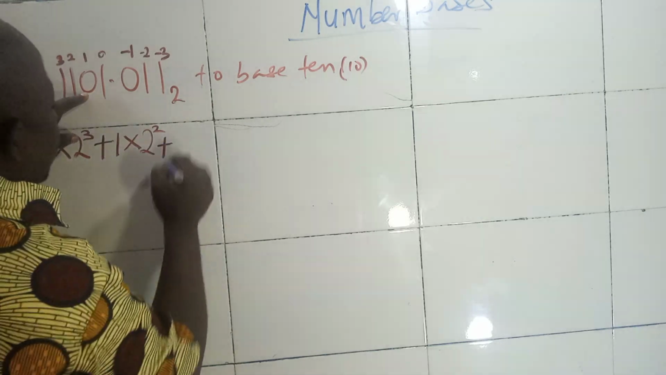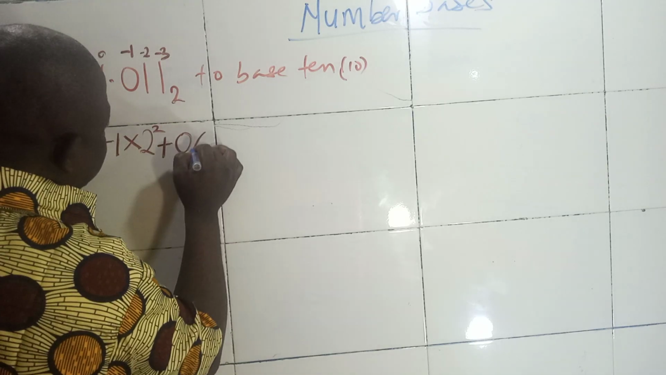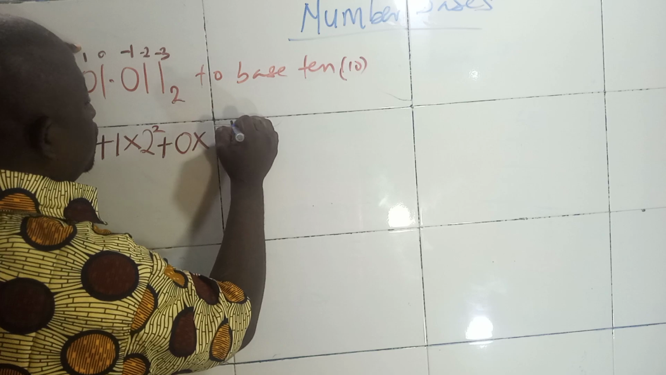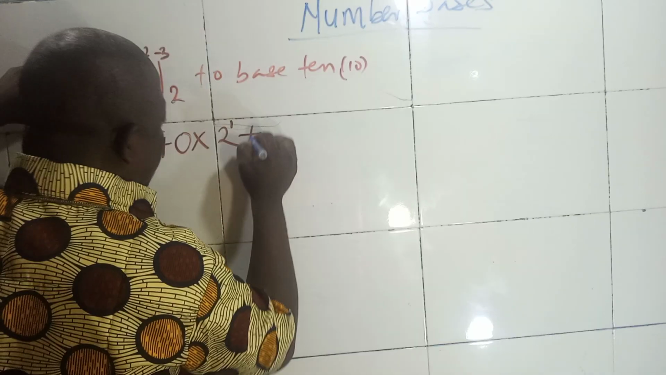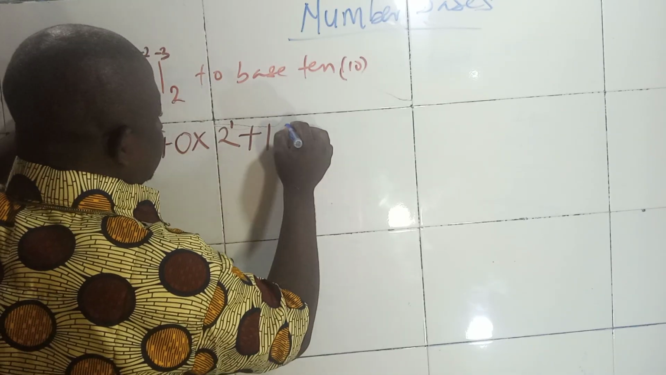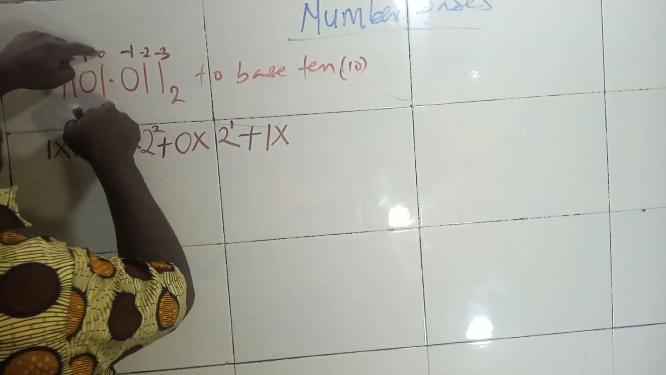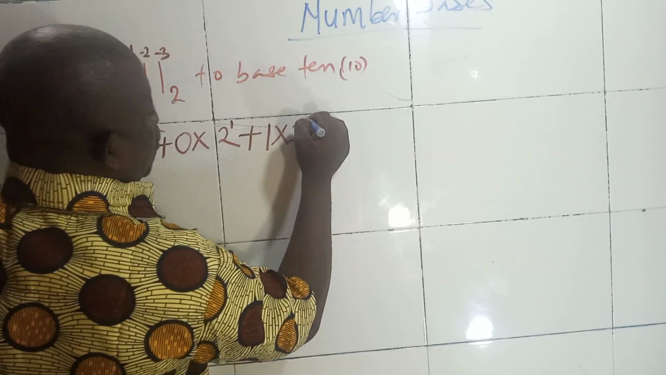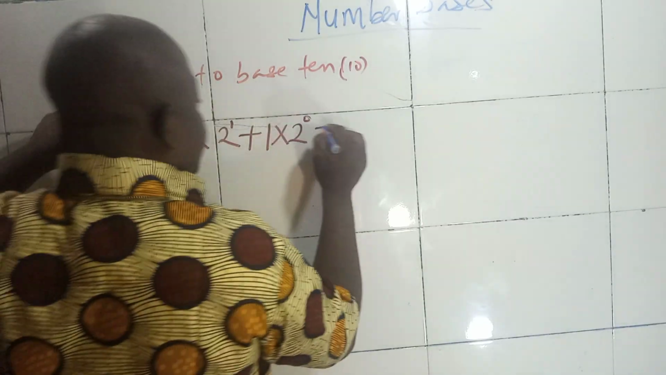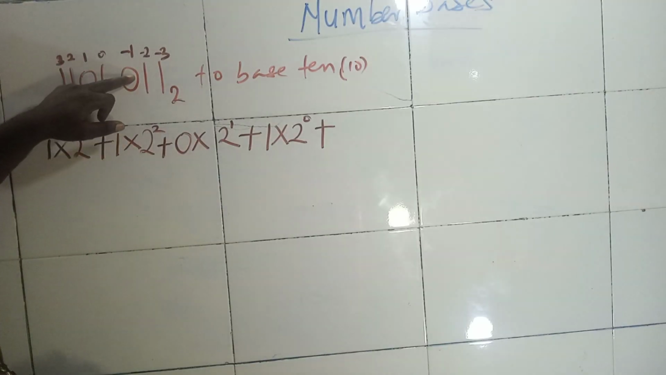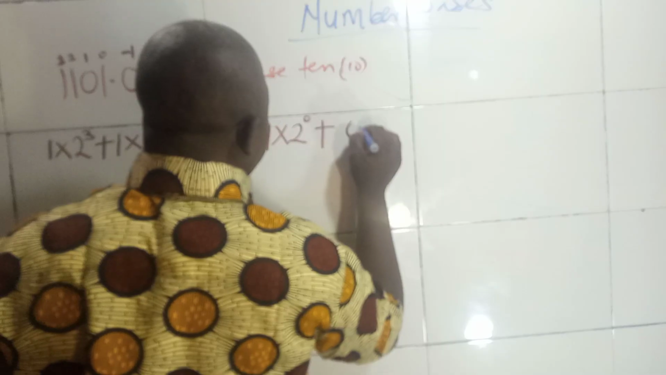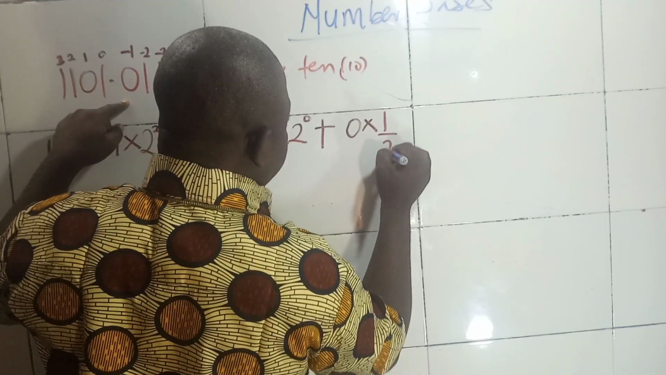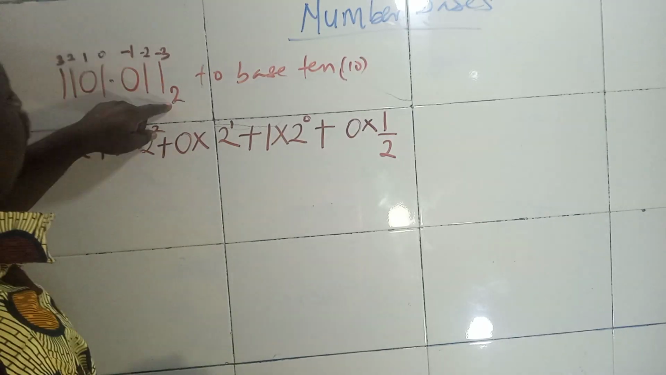Plus 0 times the base, which is 2, raised to the number on top, which is 0. Then you had plus 1 times the base raised to the power of 0. Then you had plus, it will not be the reverse, that will be 0 times half, because this will be 2 raised to the power -1.